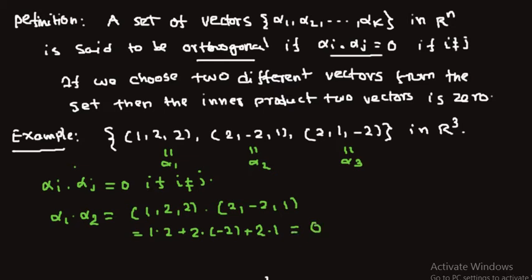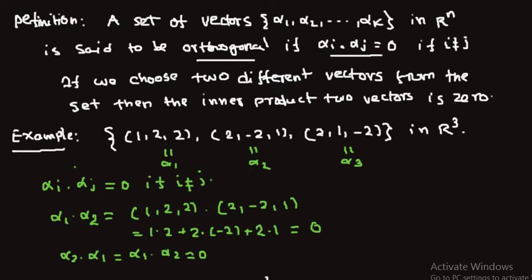You can see that alpha 1 and alpha 2 are orthogonal to each other, and we know that the inner product is commutative, so alpha 2 dot alpha 1 is the same as alpha 1 dot alpha 2, which gives 0. Remember that the standard inner product in Rn is commutative.